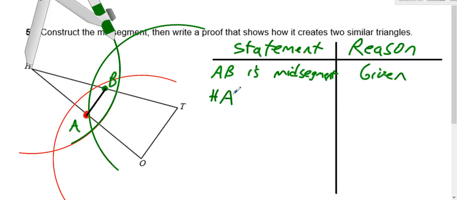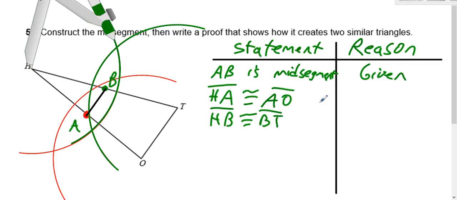So that means that HA is congruent to AO, and HB is congruent to BT. For both of these, the reason is the definition of midsegment: it connects the midpoints.